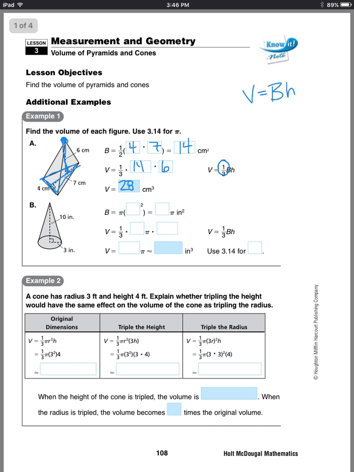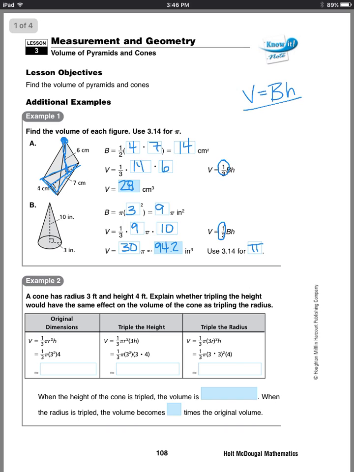Same thing with a cone. A cone is basically a pyramid, it just has a circular base. So we're going to take 1/3 once we do our base times height. On this one, we have a base of a circle with a radius of 3, so we take pi r squared. 3 squared is 9 pi. Then we take that times the height of 10. So 9 times 10 is 90, and 1/3 of it is 30 pi. Then we multiply 30 by 3.14 and get 94.2. We're using 3.14 for pi.